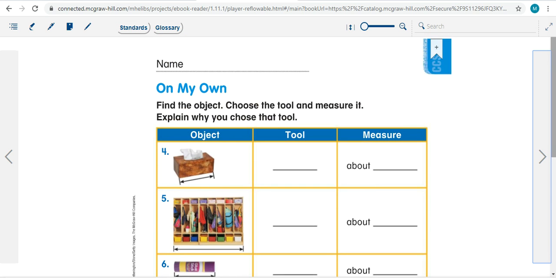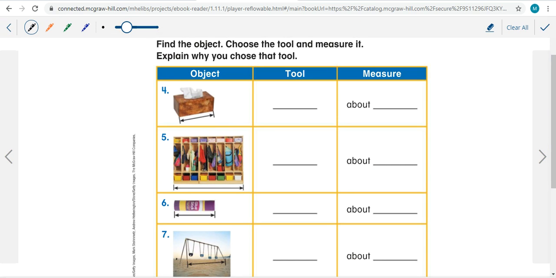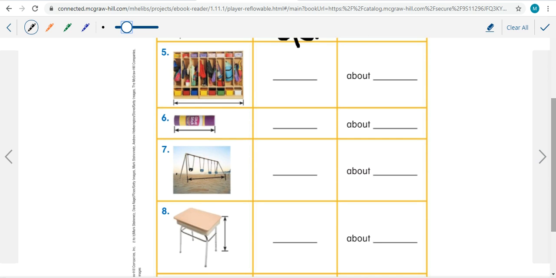Now, a Kleenex box, which tool would it be better to measure with? Okay, the answer is inch ruler. Okay, so you write inch ruler. The Kleenex box is about 11 inches. Okay, and the same here, you're going to select the tool.